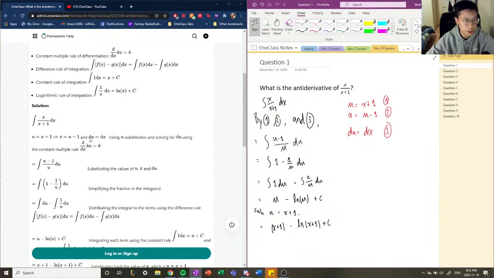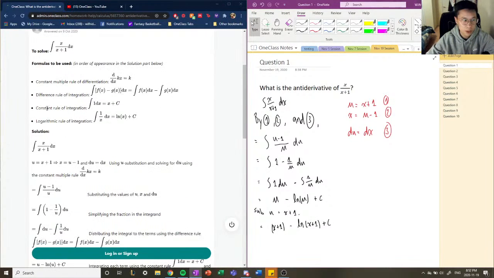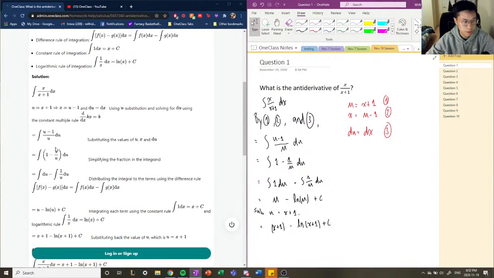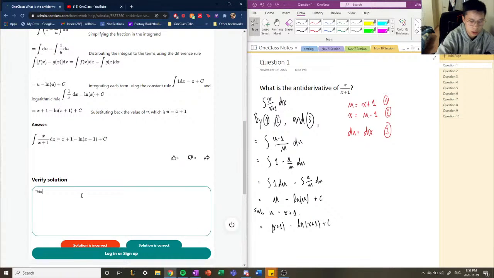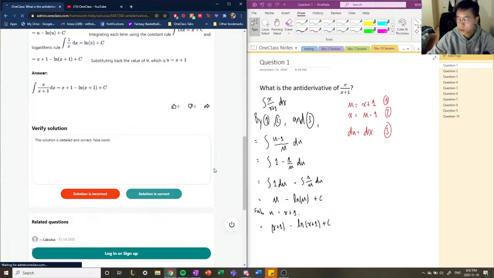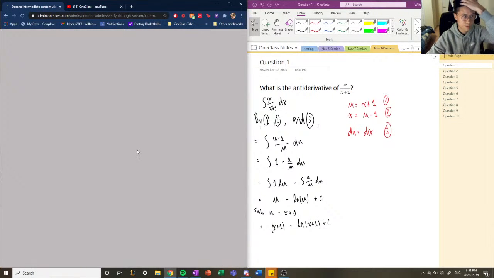So the junior tutor also did the same solution, and this is a very organized one. They stated what kind of principles they'll be using, and they went through step by step on how to use those principles and apply them. And they came up with the answer to our indefinite integral. So this solution is detailed and correct. Nice. Cool. All right, let's move on to the second question.